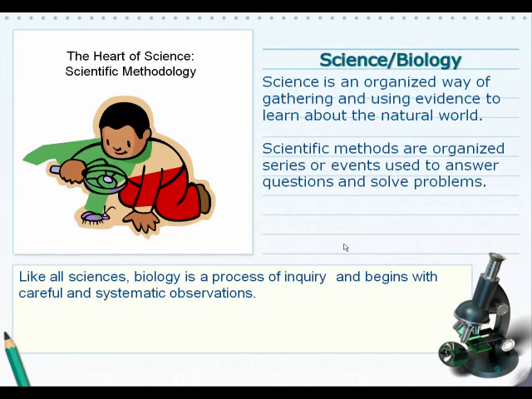Science is an organized way of gathering and using evidence to learn about the natural world. Scientific methods are organized series of events used to answer questions and solve problems. Like all science, biology is a process of inquiry and begins with careful and systematic observations.